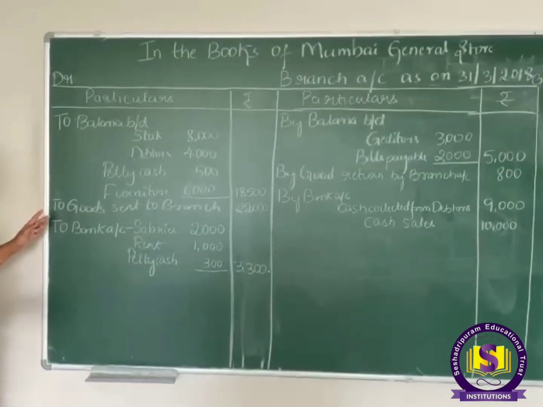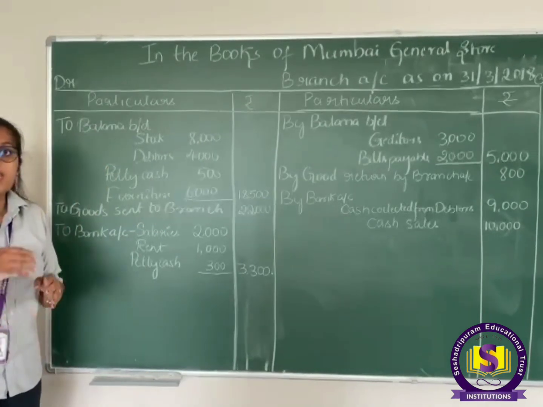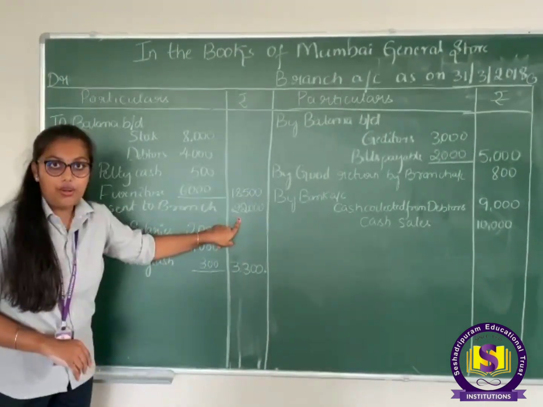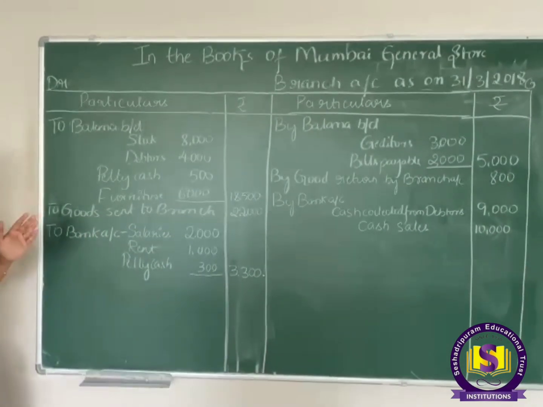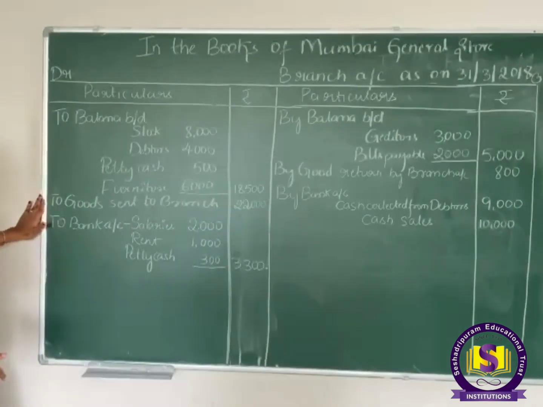Next, the goods sent to the branch. Mumbai General Store is sending goods to the branch worth rupees 22,000. So we have to put the amount in the debit side. Whatever goods are sent by the head office to the branch, we have to record in the debit side.